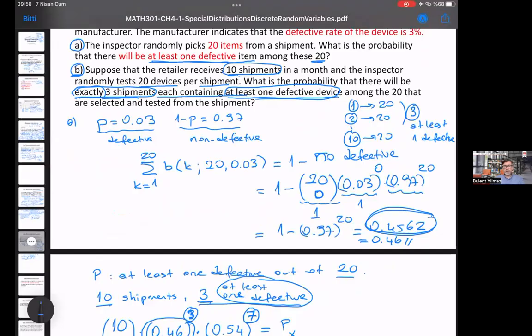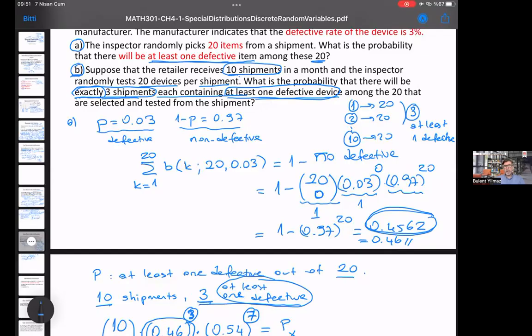10 shipments in a month. The inspector randomly tests 20 devices per shipment. What's the probability that there will be exactly 3 shipments, each containing at least one defective device among the 20 that are selected and tested from the shipment?